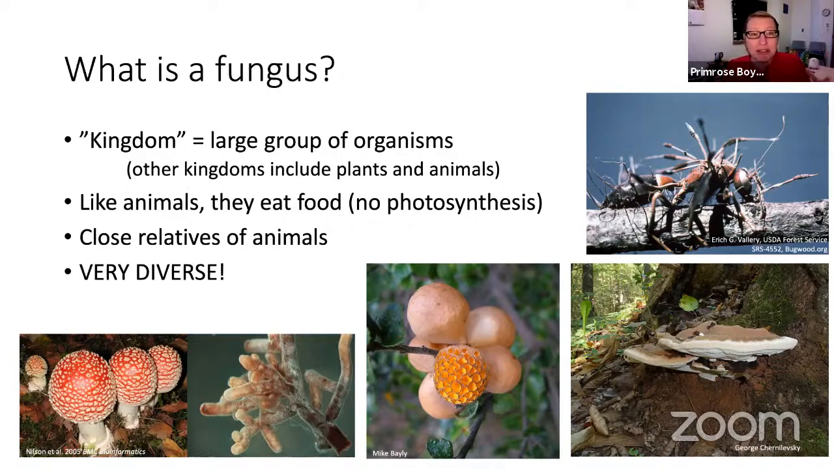Fungi are like animals, so they have to eat their food. They don't do photosynthesis. They don't make food from the sun. They're very close relatives of animals. And as you can see from the photographs of big macroscopic fungi, they can be very diverse, and they can live in all sorts of habitats.